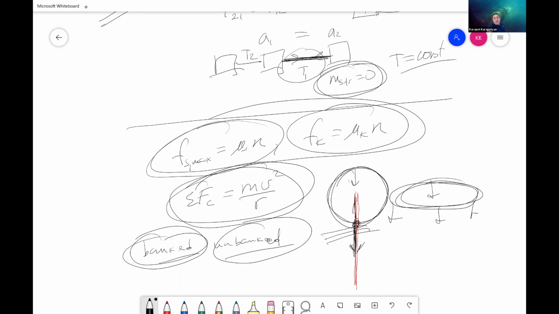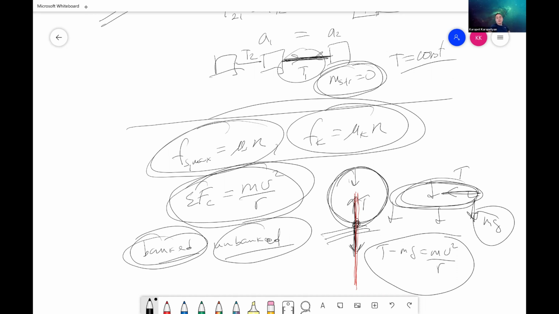So if there's a tension there, then T minus mg equals mv squared over r. We talked about that last lecture quite a lot. But in this case, if this is the string, the tension is toward the center, but gravity is perpendicular to that. So it's not a centripetal force. All right. Any questions?